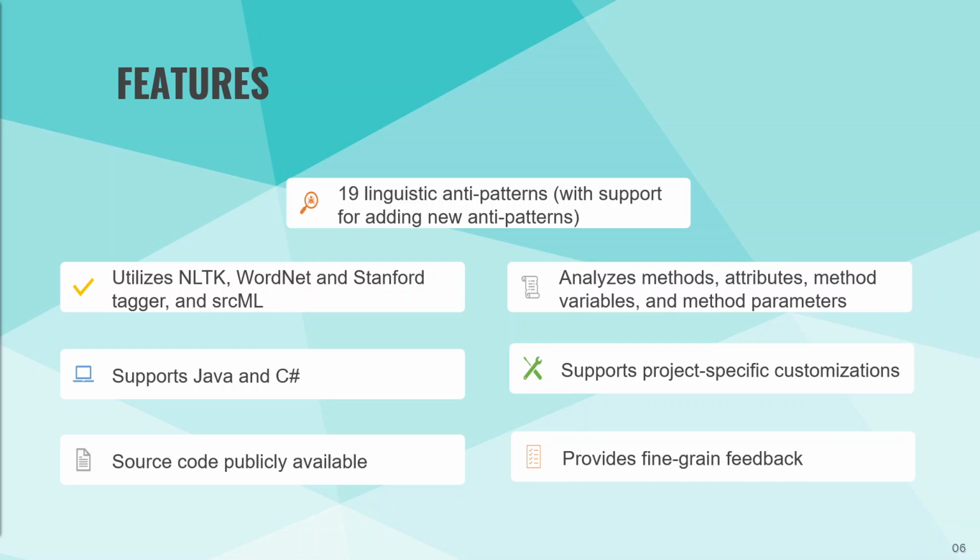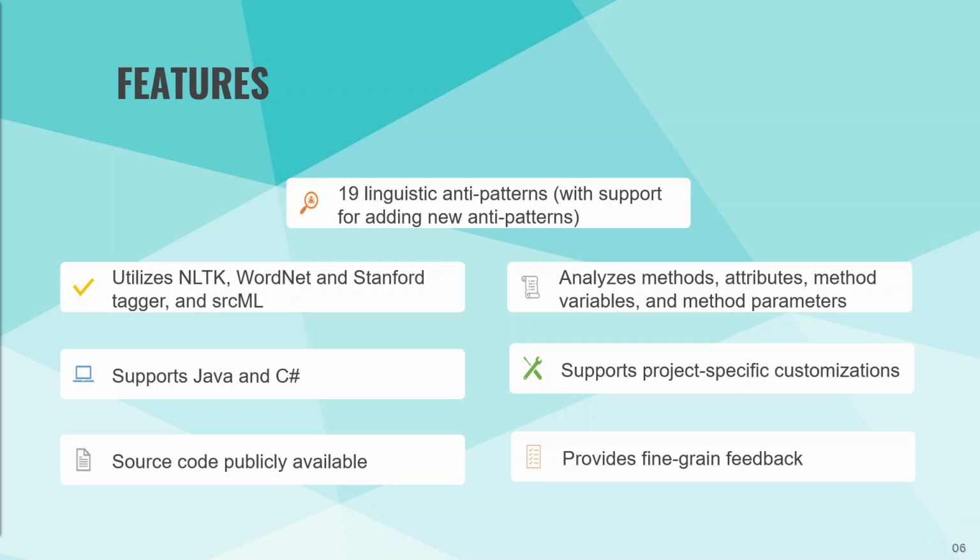Features of Ideal include the detection of 19 linguistic anti-patterns in Java and C# source code. Ideal checks for these anti-patterns in attribute, method, parameter, and variable names. To provide better detection accuracy, Ideal supports project-specific customizations. Furthermore, as a static analysis tool, Ideal can provide developers with details around the type of violations that their code exhibits.